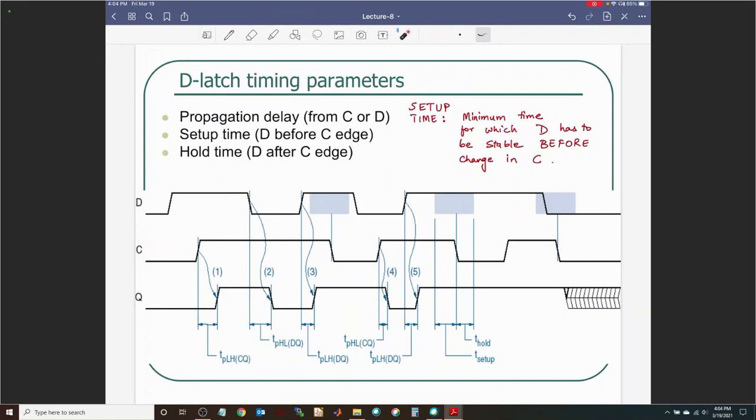So if you did, what would be hold time? Hold time would be the minimum time D has to be stable. Minimum time D has to be stable after change in C. So the change is happening over here.